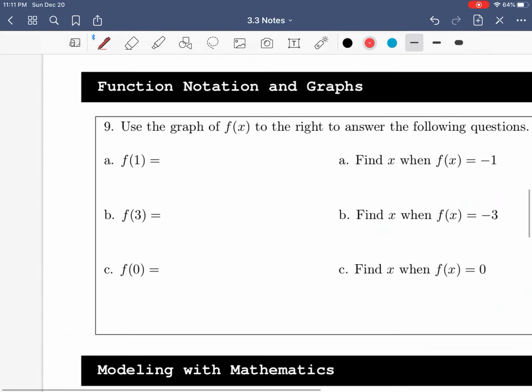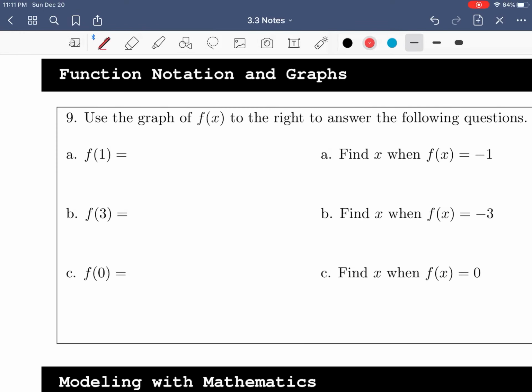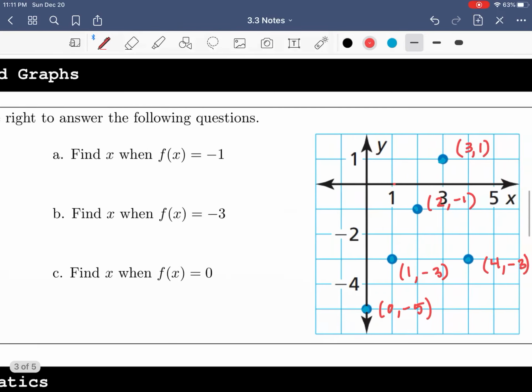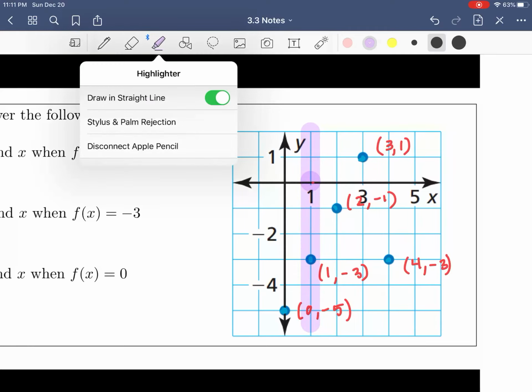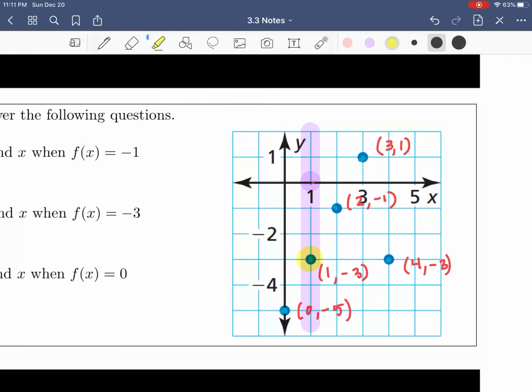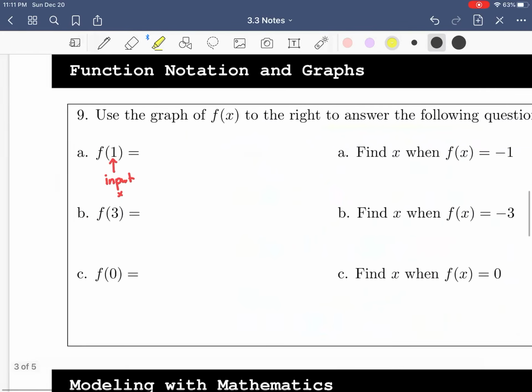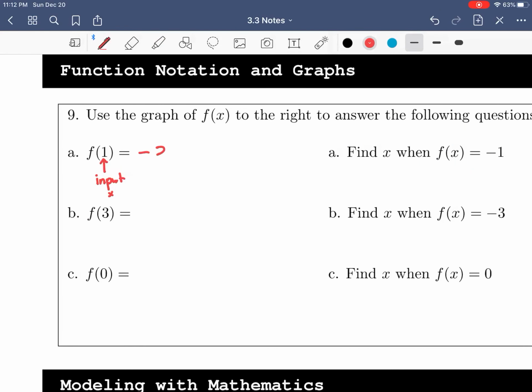Okay, so f of 1 means that my input, or my x value, is 1, and I'm trying to look for the output. So I'm going to look over at 1. Here's 1 on my x value. I'm going to look up and down. Where is this dot? Okay, here it is, right there. So what's the y value for this dot? That would be negative 3. So f of 1 equals negative 3.